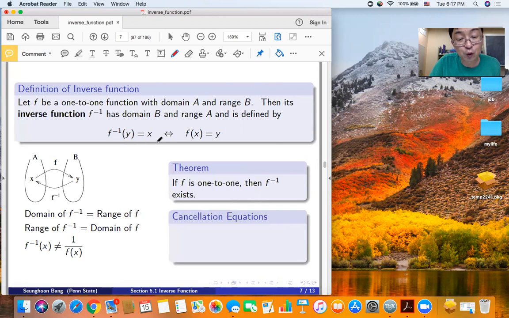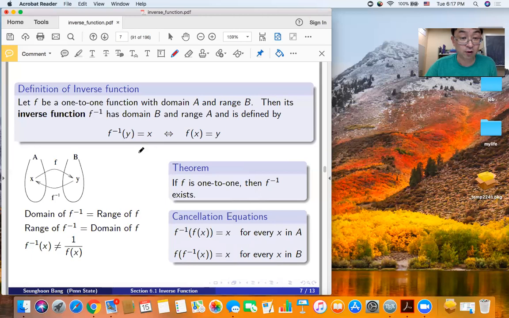We have two cancellation equations. f inverse of f of x equals x for every x in domain A. f of f inverse of x equals x for every x in B. This is true. I can check the first one using this here: f inverse of f of x.